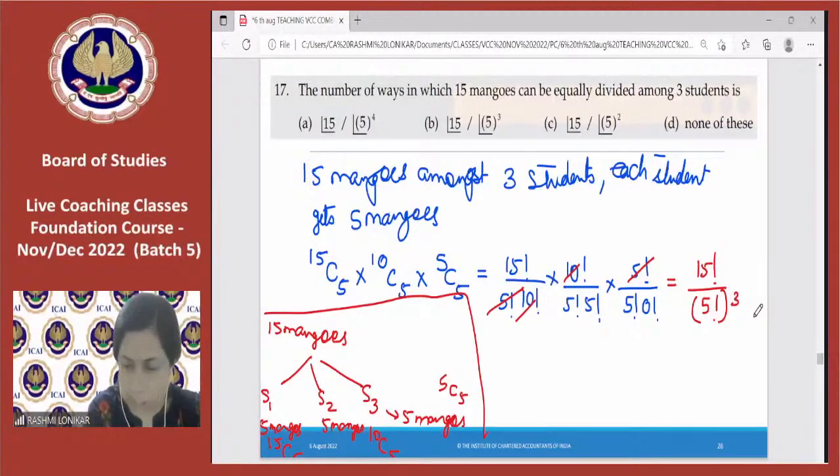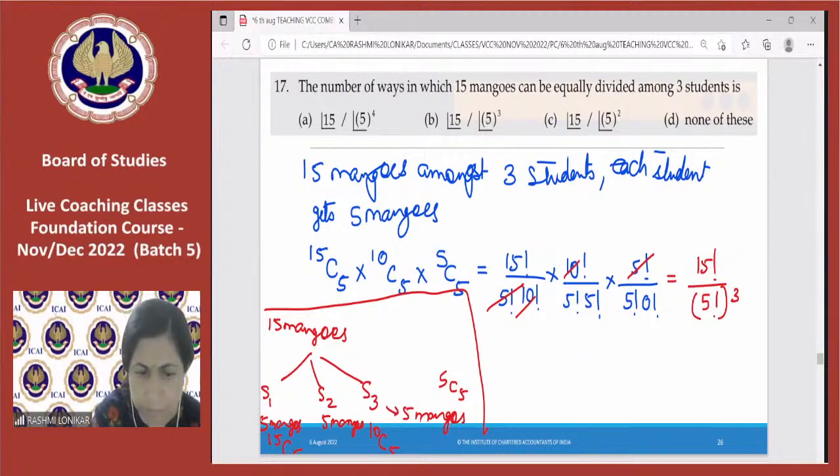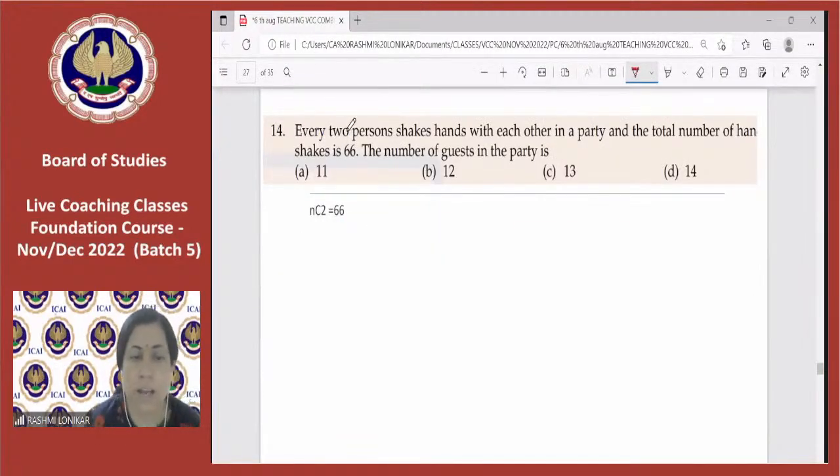Yes. Let us take the next sum. Every 2 persons shake hands with each other in a party, and the total number of handshakes is 66. The number of guests in a party is.